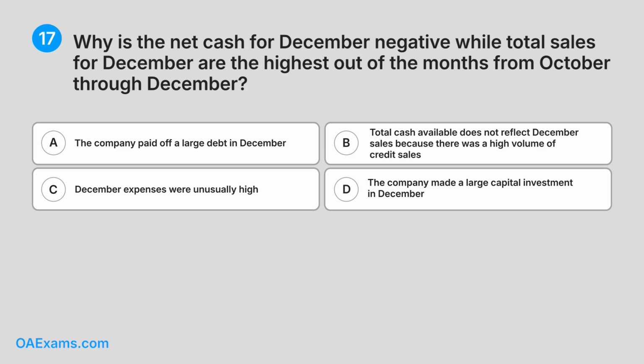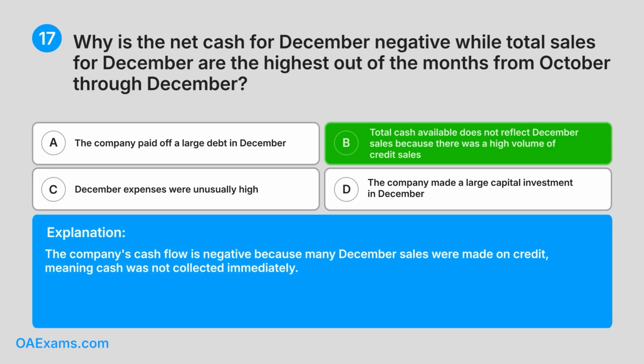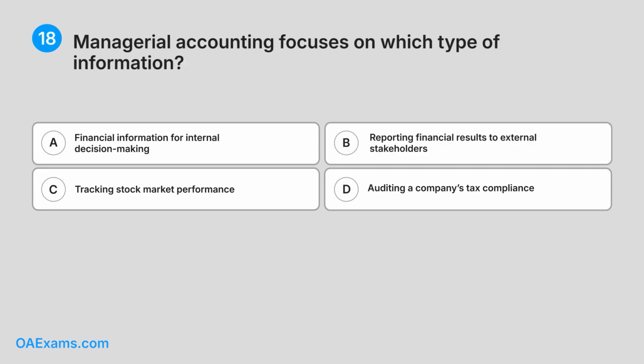A. The company paid off a large debt in December. B. Total cash available does not reflect December sales because there was a high volume of credit sales. C. December expenses were unusually high. D. The company made a large capital investment in December. Do you know the answer? Correct answer. B. Explanation. The company's cash flow is negative because many December sales were made on credit, meaning cash was not collected immediately.